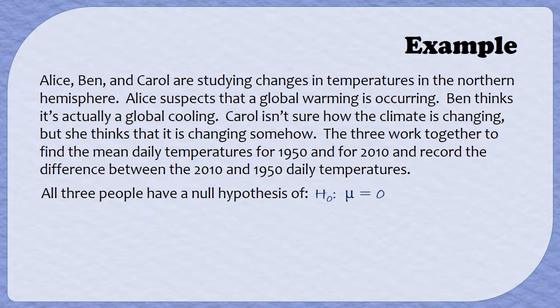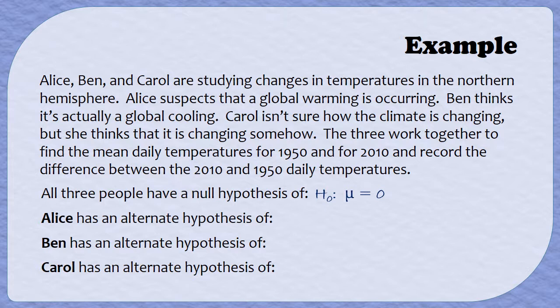Now, Alice, Ben, and Carol think that the temperature is changing. So they are fighting a statement that it doesn't change. Okay, so that's how we're getting this null hypothesis. Now, even though all three have the same null hypothesis, they all have different alternate hypotheses because they all have different suspicions about what's going on.